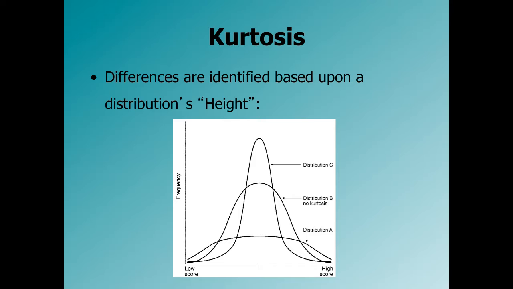Kurtosis, that is another funky term that you need to know. So kurtosis has to do with the height of the distribution, how tall a distribution is. We can see here again we have a very tall distribution, an average distribution, and a very flat distribution. In statistics, we use different terms to describe kurtosis depending on how tall or how short they are.